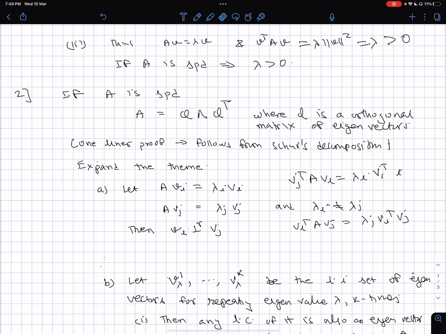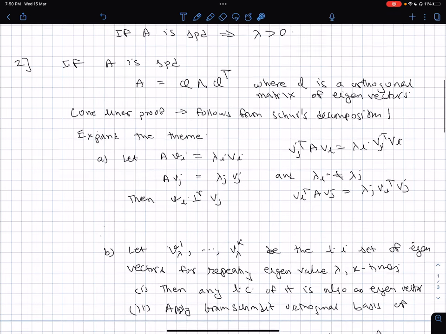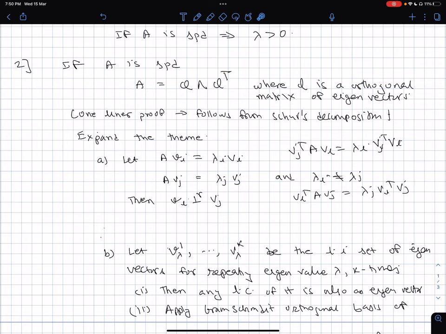But these being scalars, the transpose of them has to be the same, so this and this have to be the same. But vj transpose vi and vi transpose vj are the same, and lambda i and lambda j we know are different. So these two can become equal only if vj transpose vi is 0, which is equivalent to saying that they are orthogonal. Now, what about the repeating eigenvalues? For example, if you look at the identity matrix, then the eigenvalue 1 repeats n times. So, what about that?